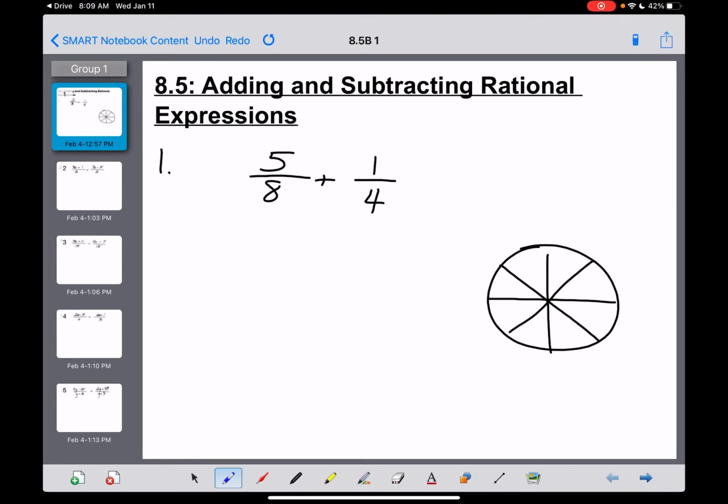Okay, for this video on 8.5, this is a bit messier than I wanted it to be. We're going to bounce back and forth between two smart files right here, but I think we'll get the point across. What we're working on in 8.5 now, guys, is adding and subtracting rational expressions.